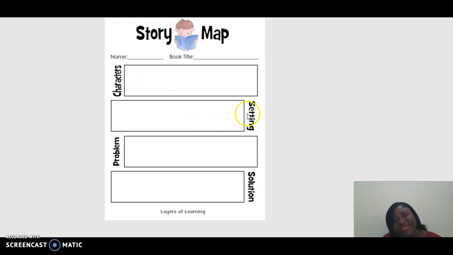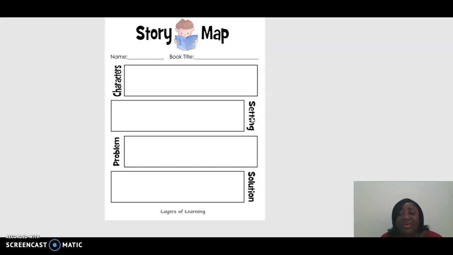At the bottom here, it says the setting. The setting of a story is where the story happened. Was it at home? Was it at school? Was it in the woods? Was it on the farm? Was it in a mall? The setting is the place where the story had been written about or where the story happened.